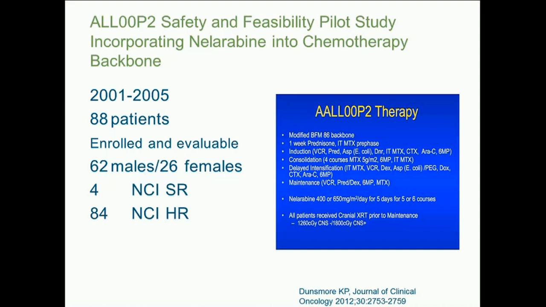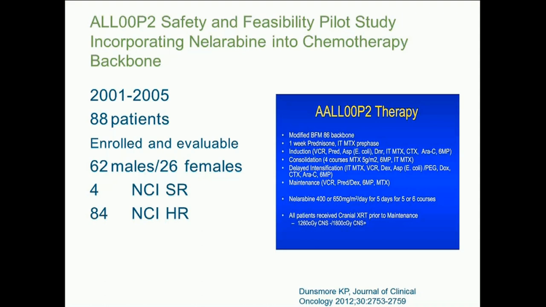So we had 88 patients enrolled and evaluable, 62 males, 26 females, looking exactly like what we think, increased males over females. We had 4 NCI standard risk patients and 84 NCI high risk patients. And so what we did was incorporate nelarabine into a modified BFM backbone. We had a prophase, like we talked about, which is just giving the prednisone for a week with an IT methotrexate to determine whether they were good responders or not. And then we did induction, consolidation, delayed intensification, maintenance in a very standard fashion.